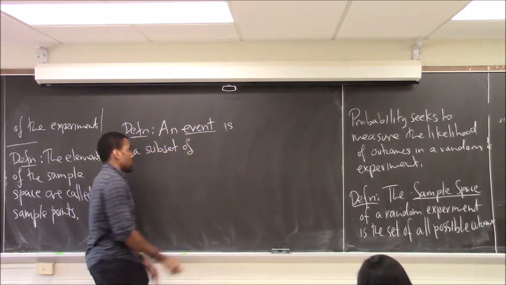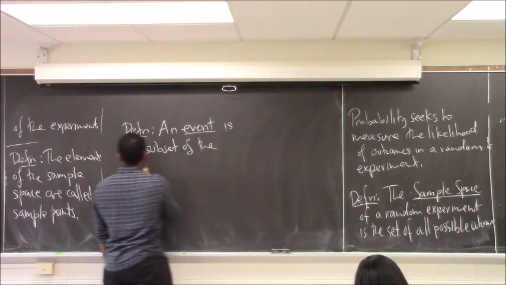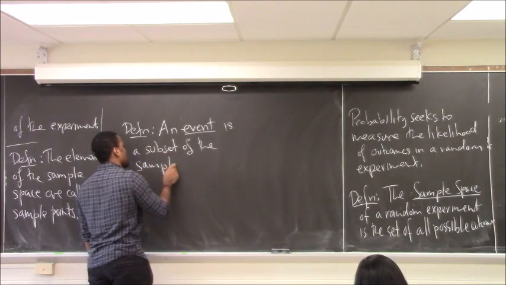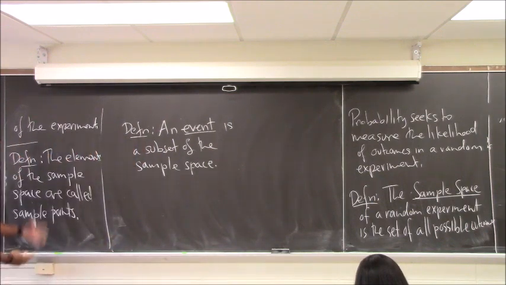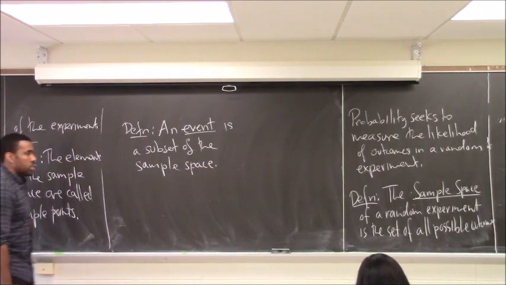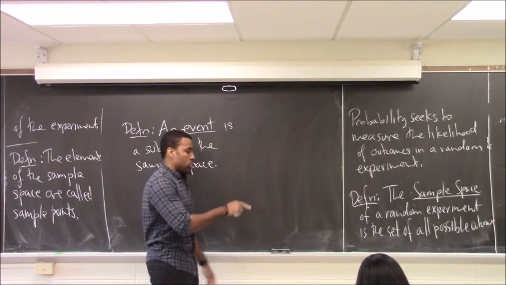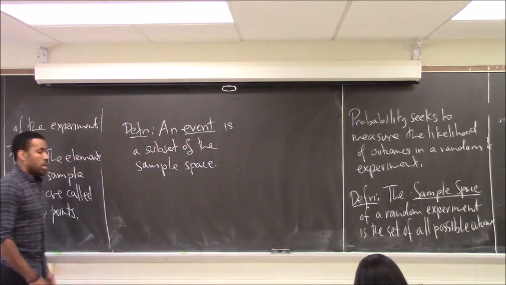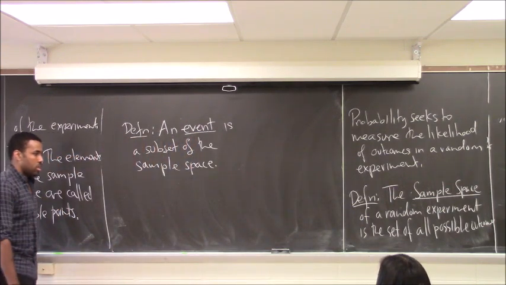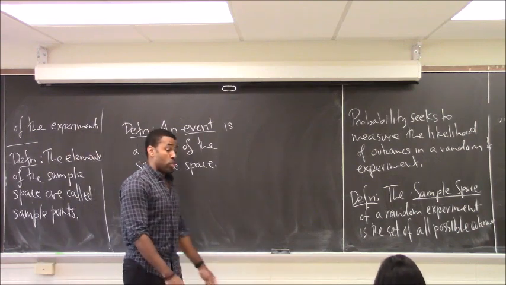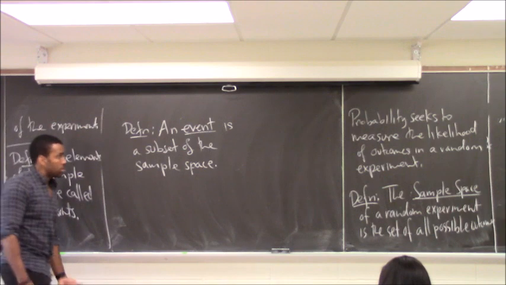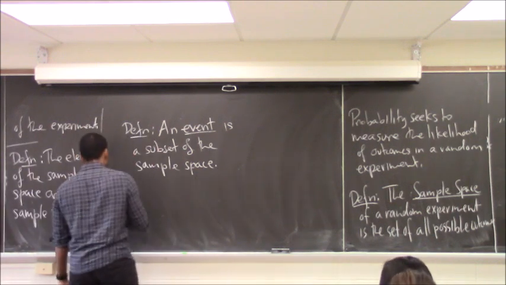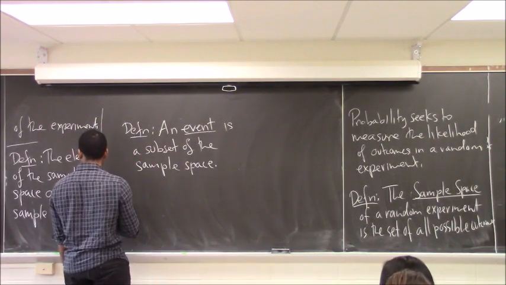Now, remember what subsets are. You have a set that describes all the possibilities for some random experiment. Each thing in there, we call a sample point. If I take a subset of the things in there, we say I've created an event. So we're making this idea abstract, because that's how we're going to be able to do our math with it.